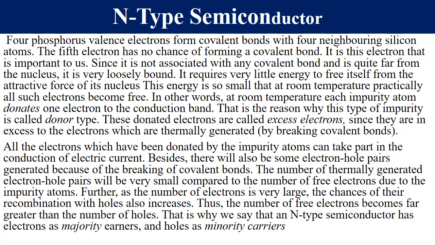So we are saying all electrons which have been donated by impurity atoms can take part in the conduction of electricity. The number of free electrons becomes far greater than the number of holes if we increase the number of dopants. Thus, we say that an N-type semiconductor has got electrons as majority charge carriers and holes as minority charge carriers. And the minority charge carriers are produced due to thermal agitation. Please take note, we don't dope with a pentavalent atom to produce minority charge carriers.